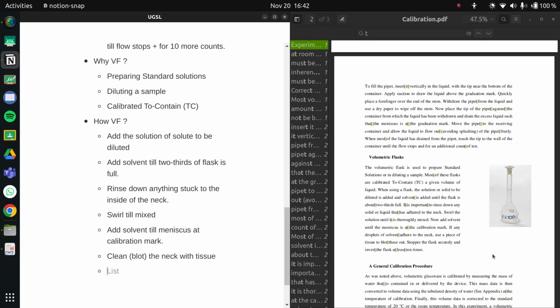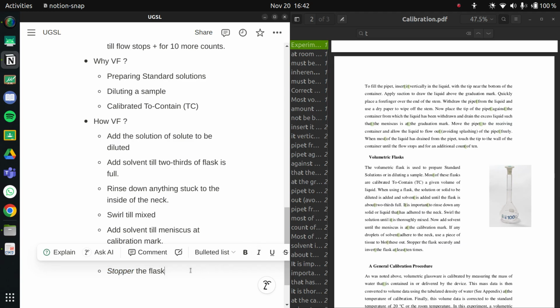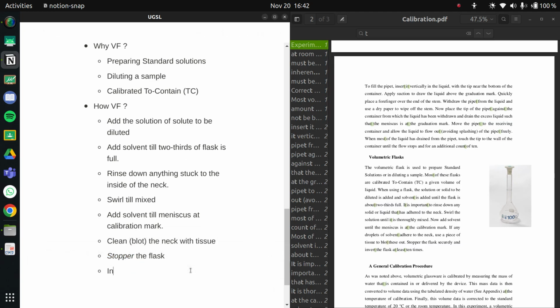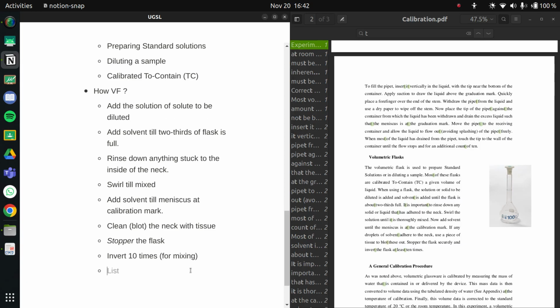So stopper the flask securely and invert the flask at least 10 times. Interesting. Invert. Okay. Tighten the stopper, or I just call it stopper. So stopper the flask, and I'm gonna write it in italics because this is a very weird word, although I get what it means, but still unusual. And so invert 10 times for mixing. Okay, that's amazing.